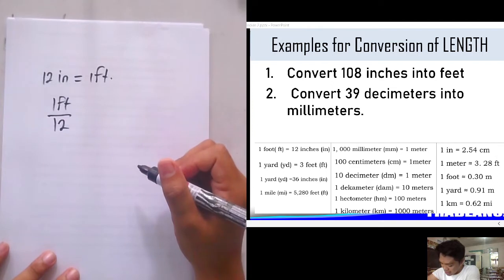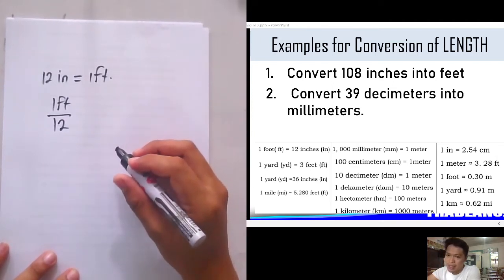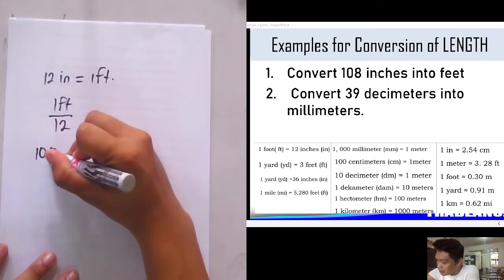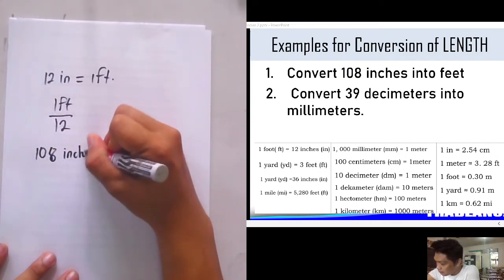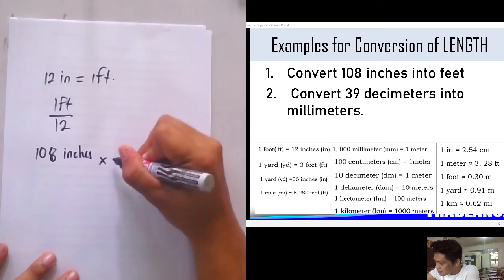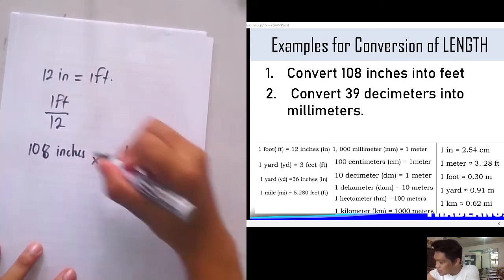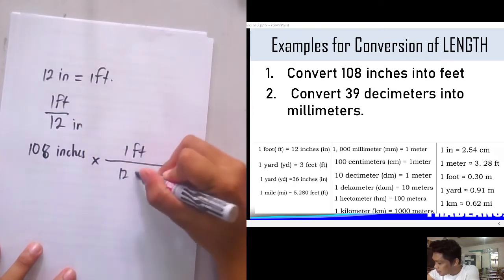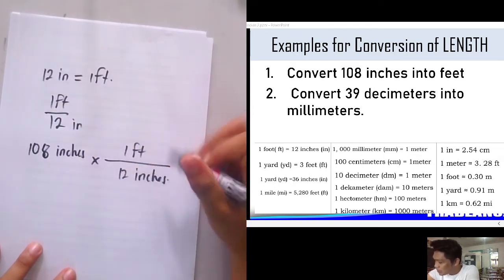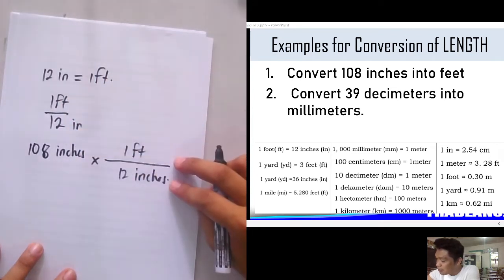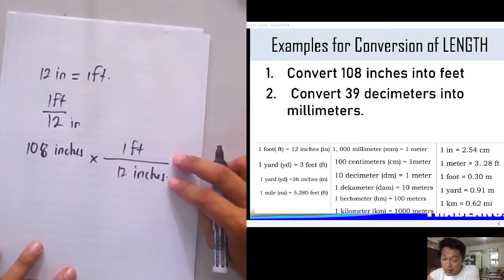Okay, next. Ano po yung given natin? Ang given natin is 108 inches into feet. So, susulat natin 108 inches times ang 1 foot, kopyahin natin ito, is equals to 12 inches. Now, take note, what if nabaliktad nyo? Si 12 ang sa taas, si 1 ang dito. Mali na po yun. Kasi kailangan po natin magkaroon ng tinatawag na cancellation of similar units.